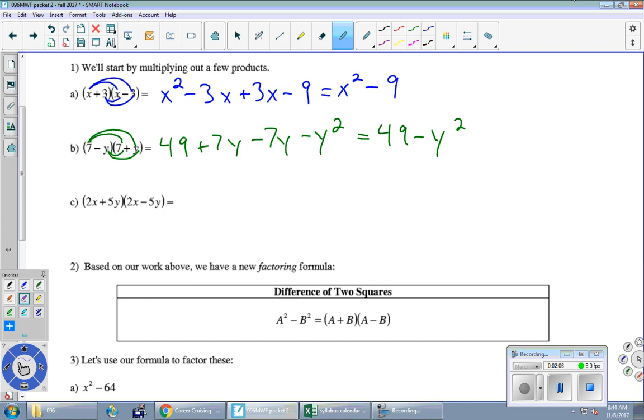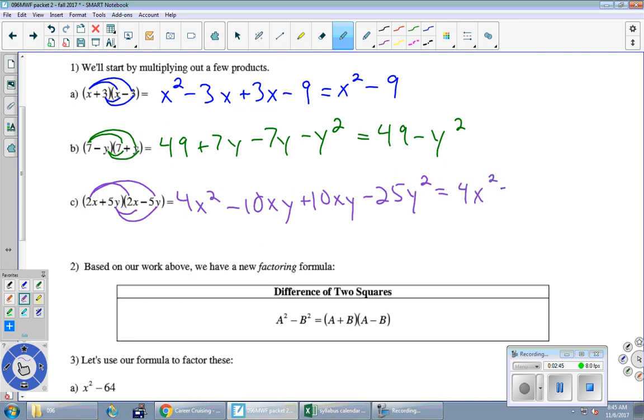And let's do one more. So here when I do the first times the first, I get 4x squared. Carefully here when we do the outers, I see negative 10xy. You with me? Negative 10 times xy. And when I look at the inners, I see positive 10 times xy. Those are going to cancel. And then finally, the last is a negative 25y squared. So if we cancel those two guys in the middle, 4x squared minus 25y squared. Okay?